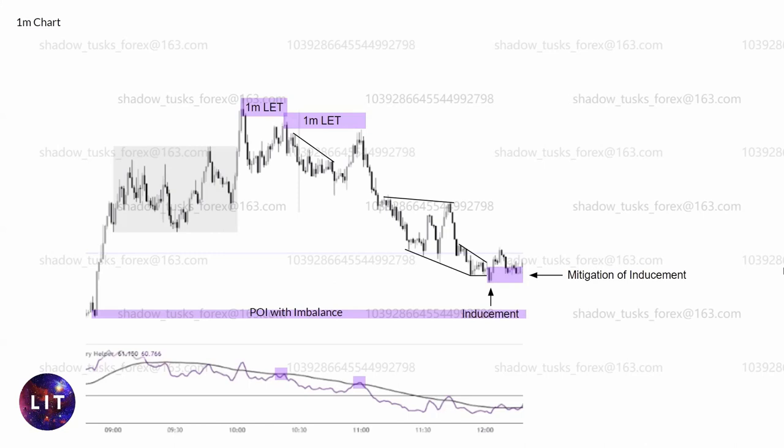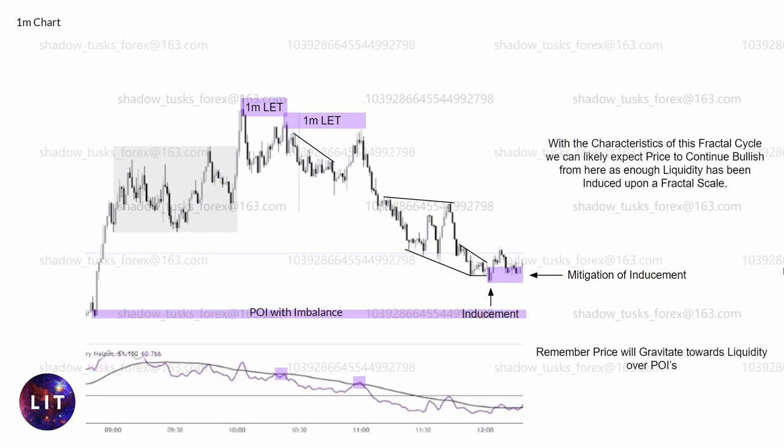So let's see. With the characteristics of this fractal cycle, we can likely expect price to continue bullish from here, as enough liquidity has been induced upon a fractal scale. Remember, price will gravitate towards liquidity over POIs. So that's key in understanding why this POI didn't necessarily mitigate, because the target has already been completed. It's created enough liquidity that now price can continue.